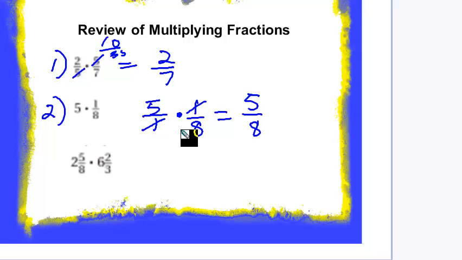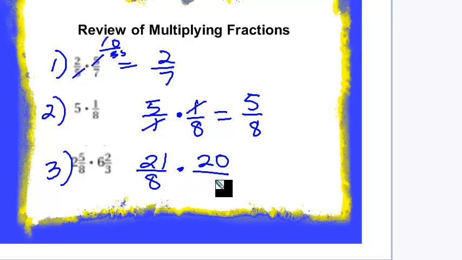Okay, number 1 and number 2 are fairly easy. Right, for the last one, let's call it number 3, we have 2 and 5/8 times 6 and 2/3. Now you must remember that when we are dealing with multiplication and fractions, we must turn them into improper fractions. So these are mixed numbers. These mixed numbers need to be changed to improper fractions. So let's go ahead and change them. 2 times 8 is 16 plus 5, 21 over 8. 6 times 3, 18. 18 plus 2, 20 over 3.